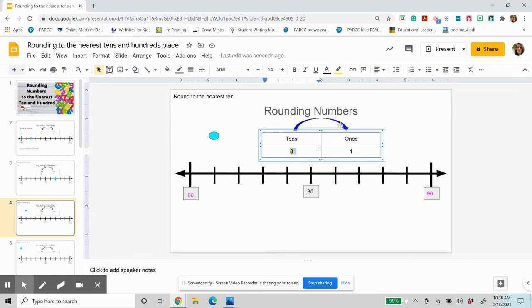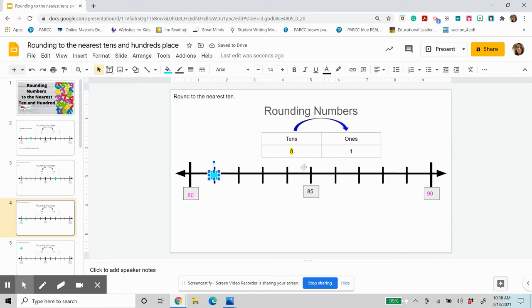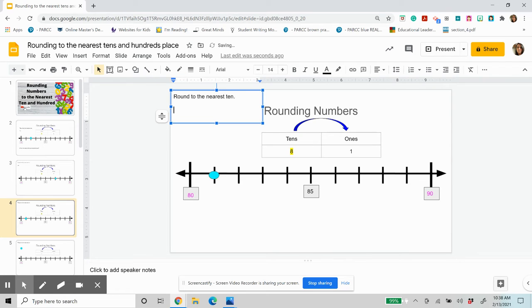So then we want to look at our deciding number, the decision maker. This is the decision maker. It's a 1. It's less than 5. So that means it's going to come on this side of the number line, and so it would come here, actually. 81. So is 81 closer to 80 or 90? That's what we're saying when we're rounding. And it's closer to 80.